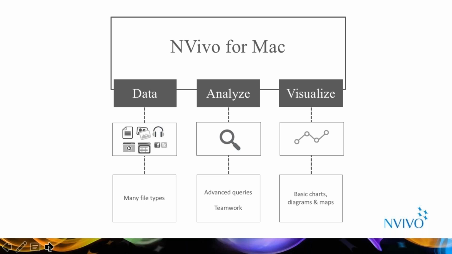Today's focus will be on the auto coding techniques that are available for the Mac version of NVivo. When you think about the Mac version, there are many types of file types that NVivo for Mac can work with. There is the ability to use both basic and advanced queries, as well as being able to merge projects together. So if you are working as part of a team, that option is now available to you. And there are some basic charts and diagrams, visualizations that are available in the Mac version of NVivo.